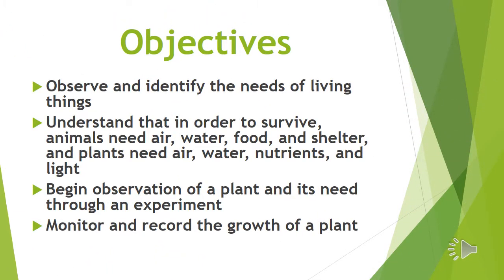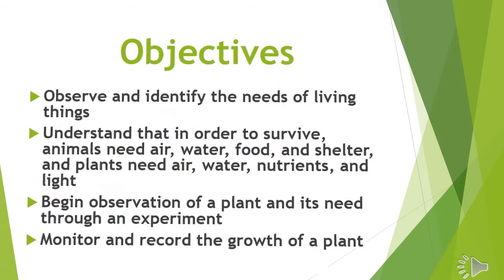Our learning objectives for this lesson are the following. Observe and identify the needs of living things. Understand that in order to survive, animals need air, water, food, and shelter, and plants need air, water, nutrients, and light. Begin observation of a plant and its needs through an experiment. Monitor and record the growth of a plant.